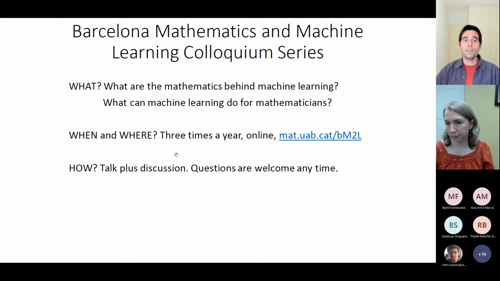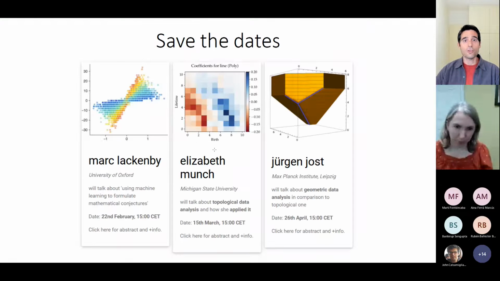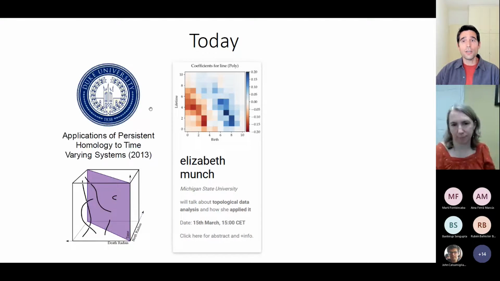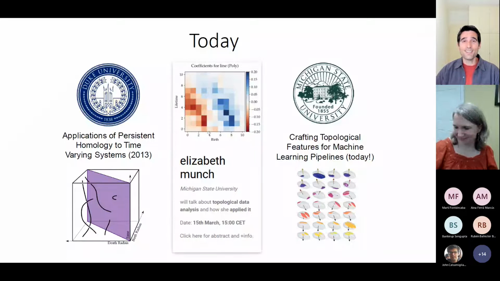And the most important bit of this activity is the who. And let me remind you the 3 speakers we have this year. And today we welcome Liz Munch. Liz did her PhD already on topological data analysis in 2013 at Duke University. And today she is an associate professor at Michigan State University, where she works on applied topology and topological data analysis. And today she'll tell us about crafting topological features for machine learning pipelines. So Liz, thanks a lot for accepting this invitation, and the floor is yours.